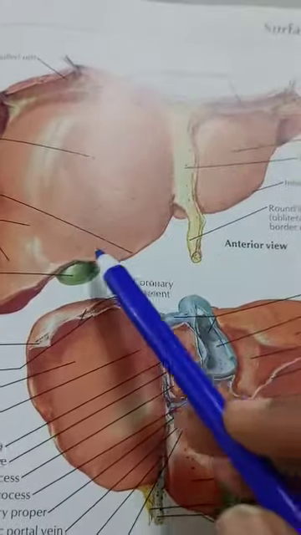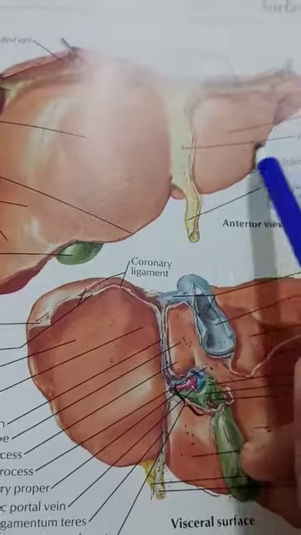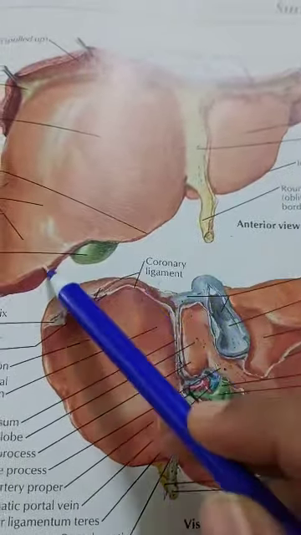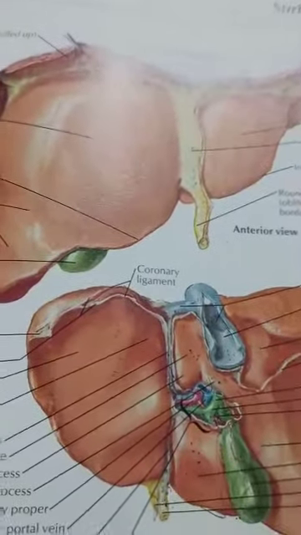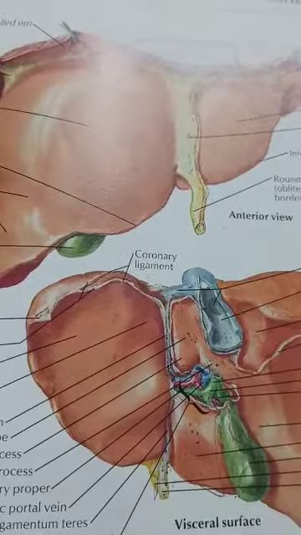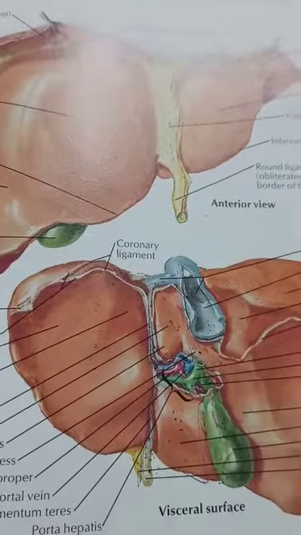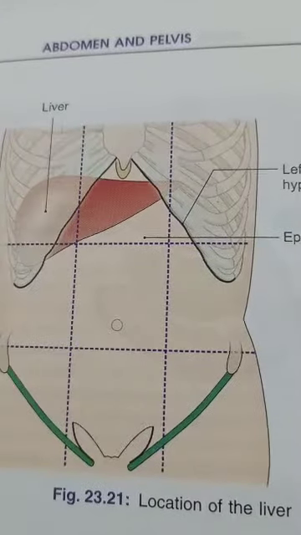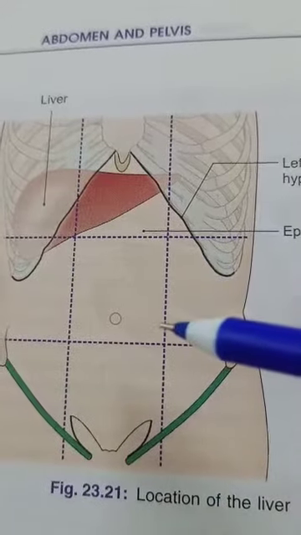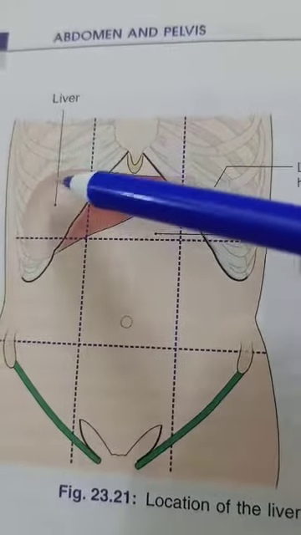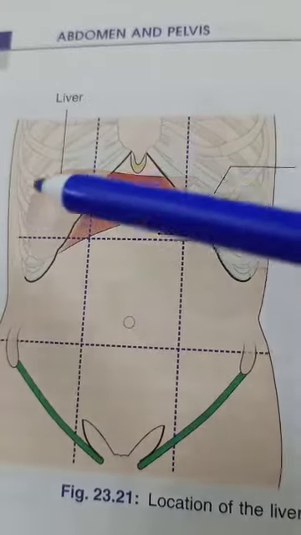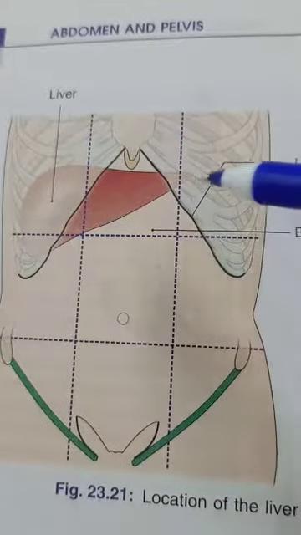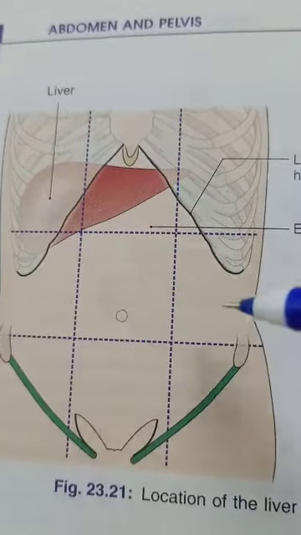So this is the liver. It is seen in the abdominal cavity, in the upper right side. And you can see the location of the liver. These are the nine regions of the abdomen. This is the epigastrium, and on either side comes the hypochondrium, then the umbilical region, then on either side.